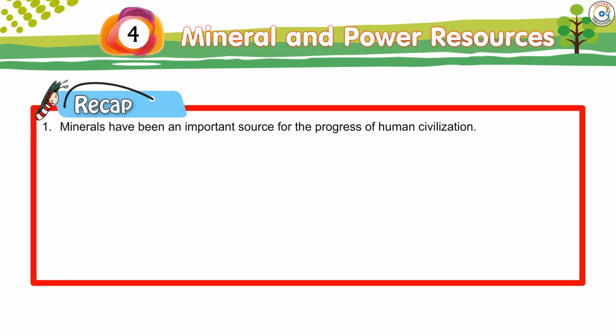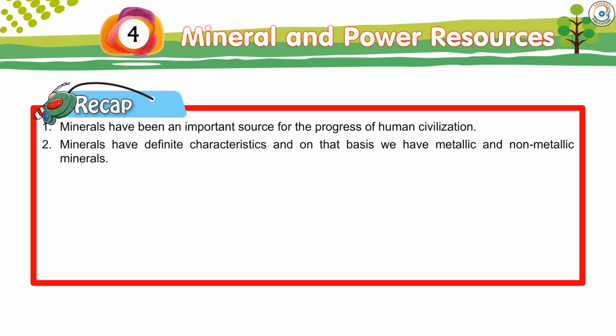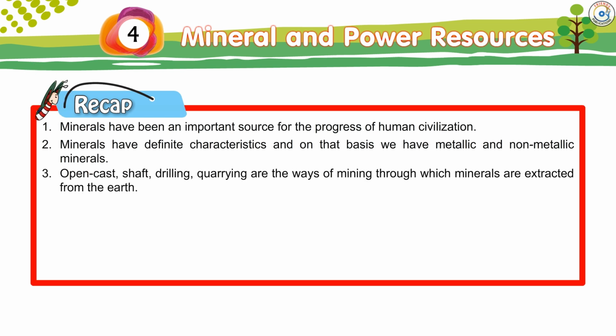Recap. Minerals have been an important source for the progress of human civilization. Minerals have definite characteristics, and on that basis we have metallic and non-metallic minerals. Open cast, shaft drilling, quarrying are the ways of mining through which minerals are extracted from the earth. Minerals are distributed unevenly all over the world.